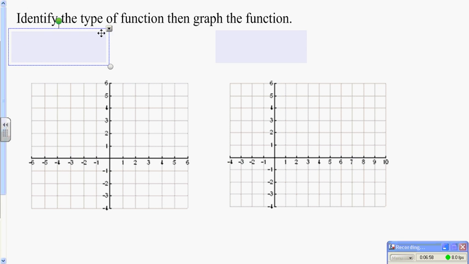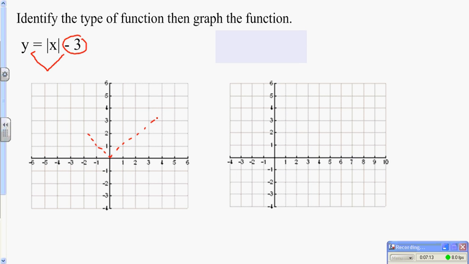All right, identify the type of function, then graph it. Well, because of the absolute values, we know it's an absolute value equation, so it looks like that. So how does this affect it? It's supposed to be here, but that -3 shifts it down 3 units. So there's the parent function affected by a vertical shift.